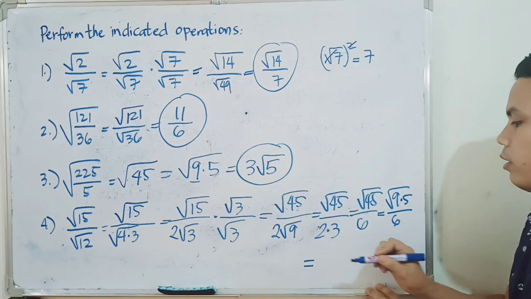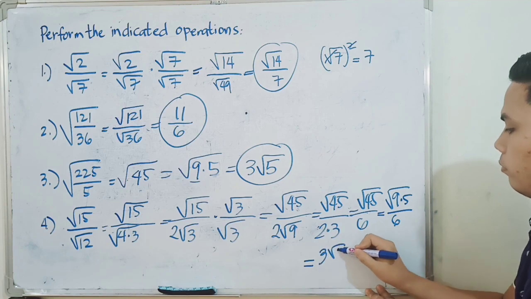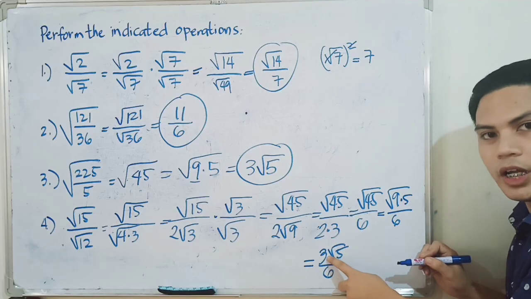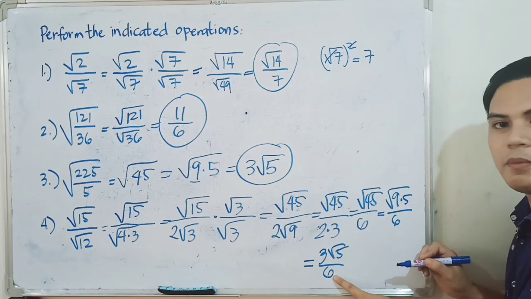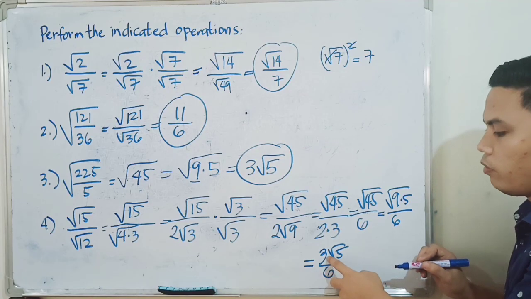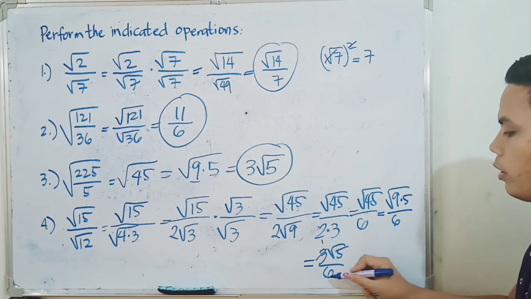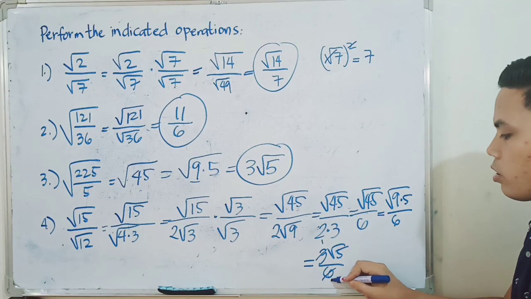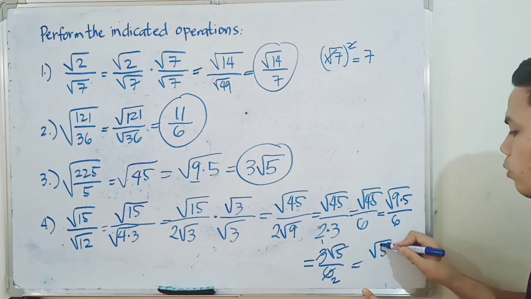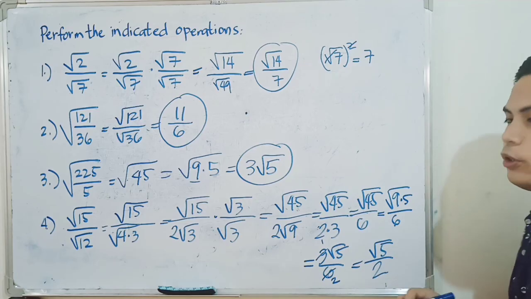Square root of 9 is 3. And we can still simplify the numerical coefficient na 3 at yung denominator natin na 6. Pwede natin siyang i-lowest term. So, 3 divided by 3 is 1. 6 divided by 3 is 2. Therefore, the final answer is square root of 5 over 2. Now it's your turn. Try to answer the following questions.